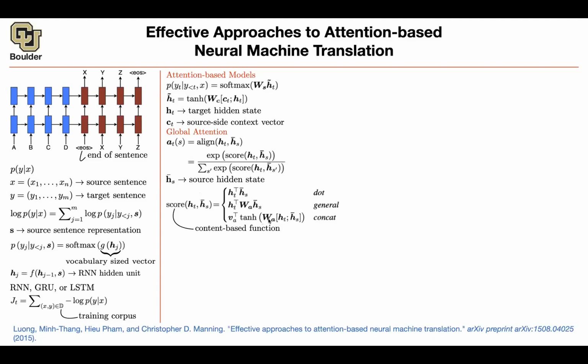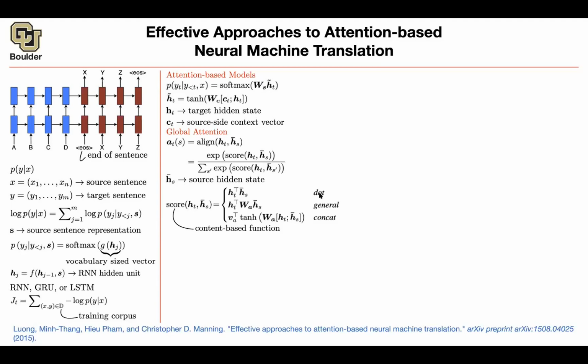This version we saw. You first concatenate HT and H bar S, and you multiply them by a matrix. This is equivalent to having two matrices and multiplying them separately by HT and H bar S, but then you can concatenate and write them in one shot. You push it through tanh, and then you introduce some new parameters. Because this is a vector, you want to turn it into a score. It has to be a scalar, so you do a dot product. And this we saw before.